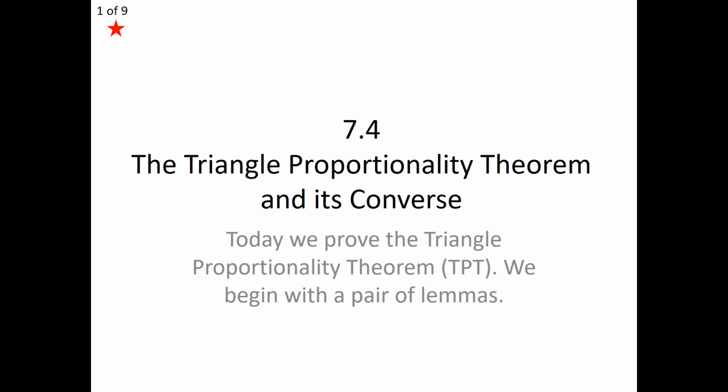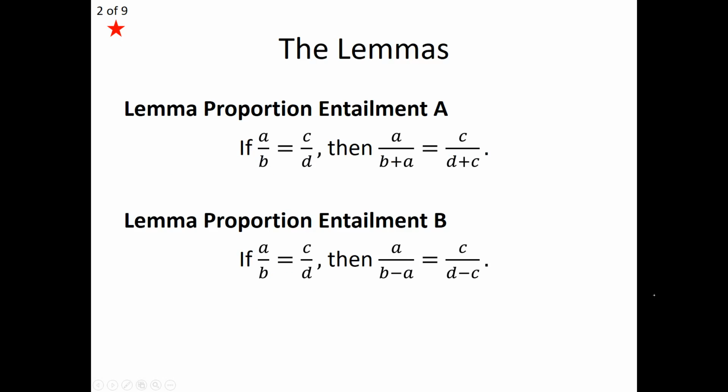Before we get into what the triangle proportionality theorem states, we do need to start off with a pair of lemmas. Recall what a lemma is. A lemma is a helper theorem. It's a kind of pre-theorem that is going to lead us into a theorem of more significance. I want to introduce two theorems here: the lemma proportion entailment A and the lemma proportion entailment B. Let me unpack both of these real quick before we move on.